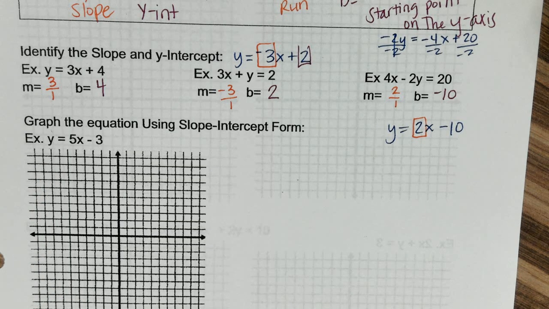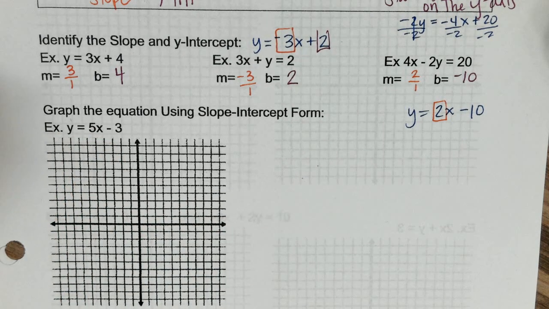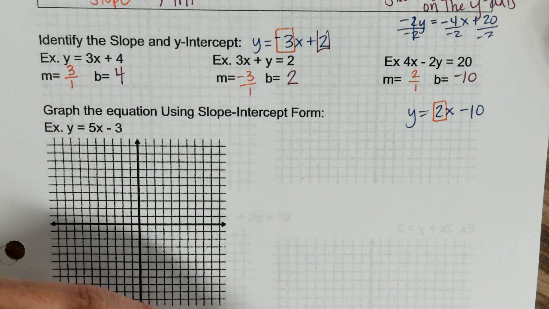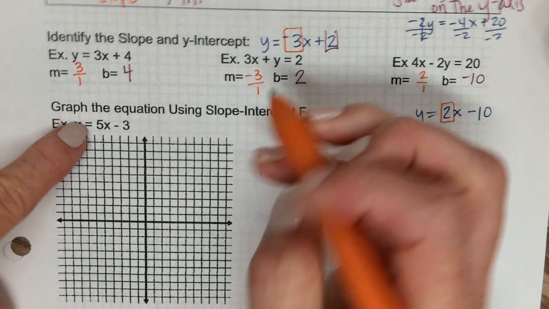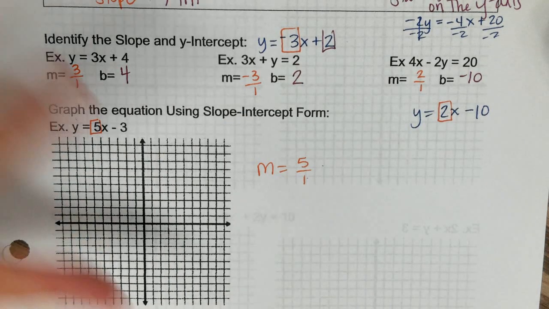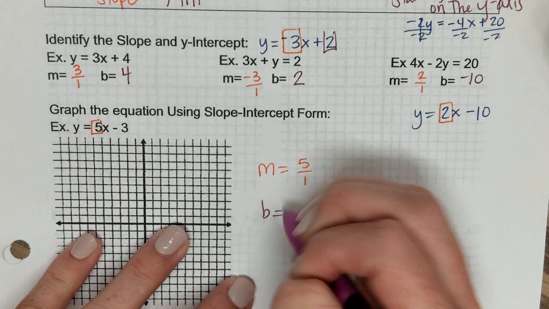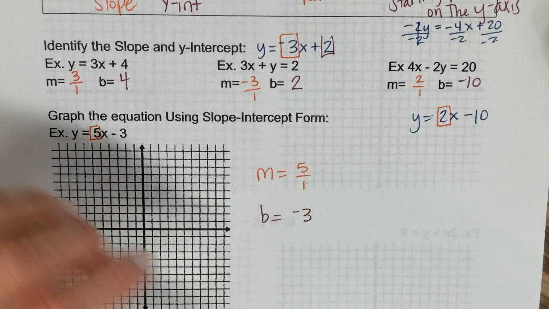So let's look at the first example. We have the equation y equals 5x minus 3. Is it in slope-intercept form? Yes. Let's identify the slope. What is the m? 5 over 1. Very good. And they're both positive, so I leave them both positive. What is the y-intercept? Negative 3. Please don't put positive 3.